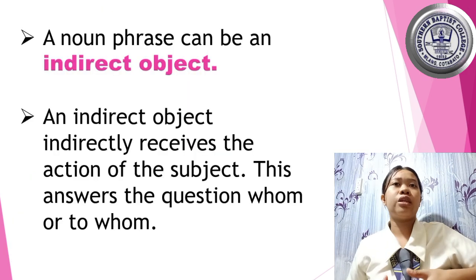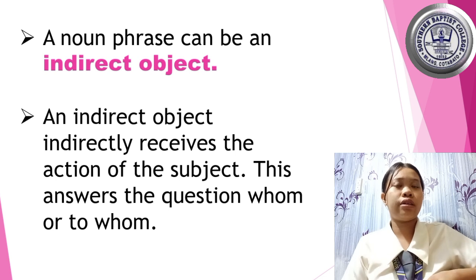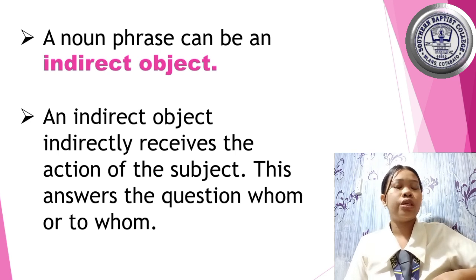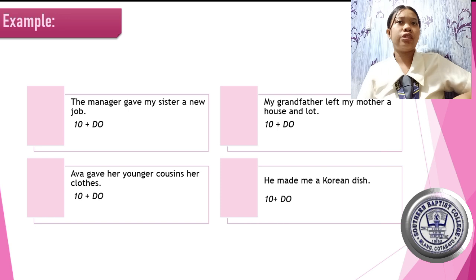And noun phrases also can be an indirect object. An indirect object indirectly receives the action of the subject. This answers the question whom or to whom. The example is: the manager gave my sister a new job.